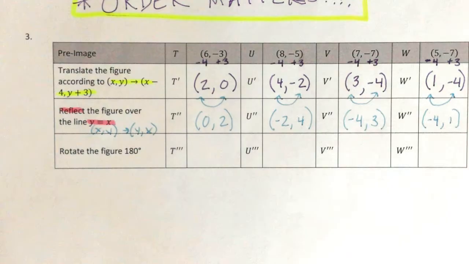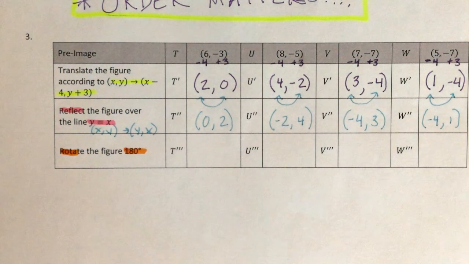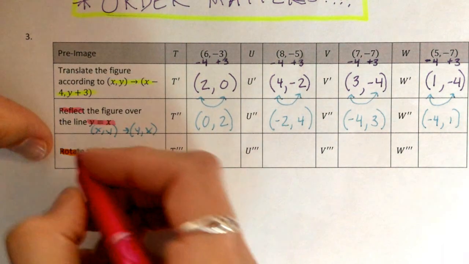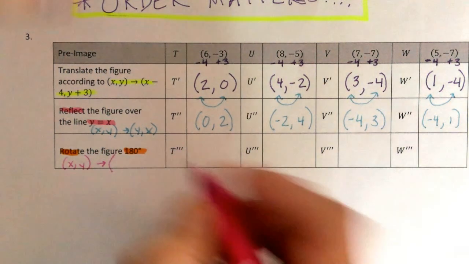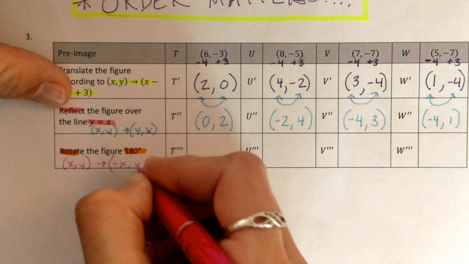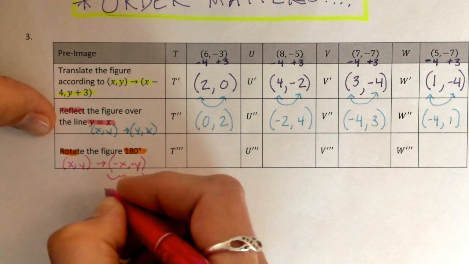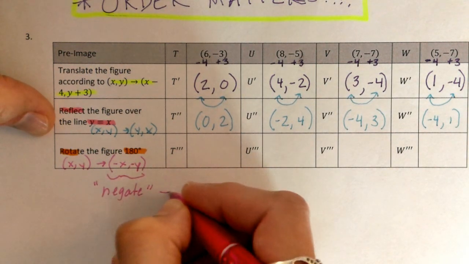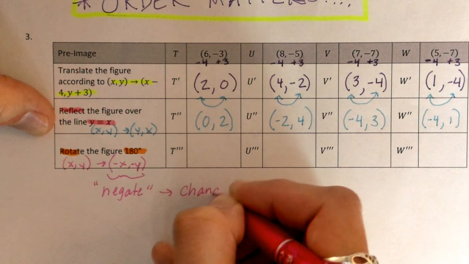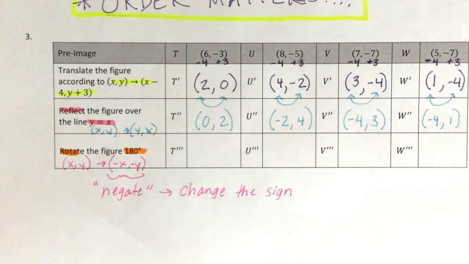We're going to bring in a third transformation, and we're going to rotate the figure 180 degrees. So when we look at the 180 degree rule here, we're going from x, y. All we're doing is just changing the sign of x and y. Okay? We need to remember this just means negate, which means change the sign. Make sure you pause so you can get all that written in there.